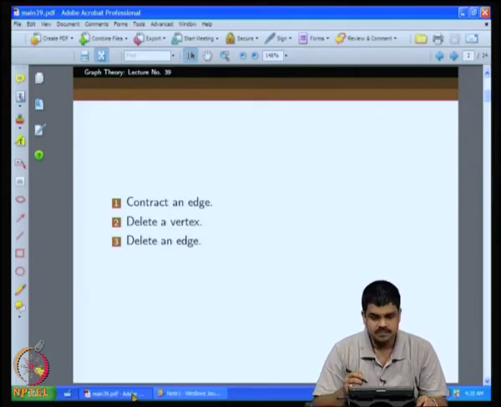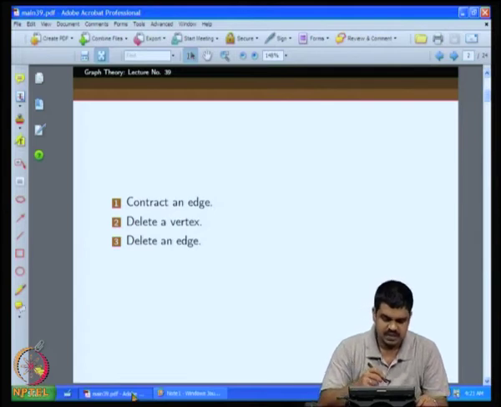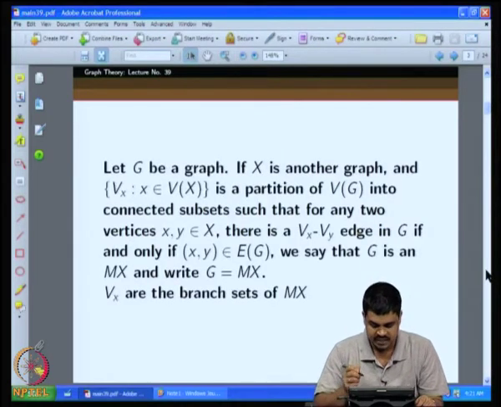So, delete a vertex is the second operation, delete an edge is the third. You can do it in any order and any number of times, and whatever graph results is a minor of the original graph. This is what we told. Let us present it in a slightly different way, because we want a concept called branch set.